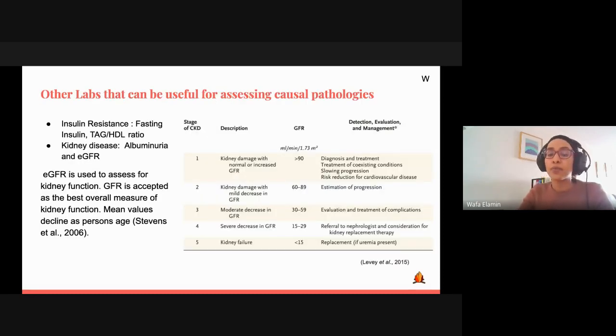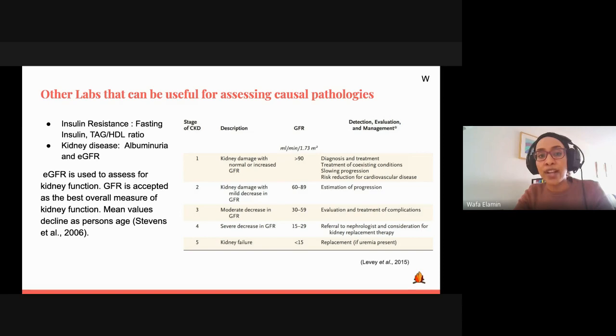Other labs or blood work can be quite useful just to understand what's going on and if there are any secondary causes of hypertension, and just understand the state of the body itself. Things around insulin resistance or trying to diagnose if insulin resistance is present can be quite critical. So fasting insulin or a triglyceride HDL ratio can give us a better picture of what's going on.